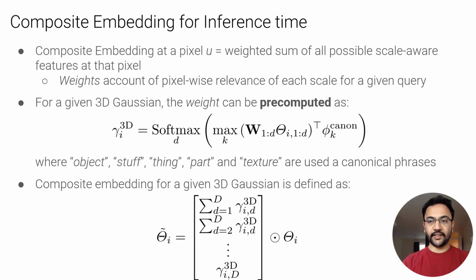We propose using a composite embedding for faster inference. This embedding is the weighted sum of all possible scale-aware features at a 3D point or pixel. The weights are query agnostic and capture the relevance of each scale to canonical phrases. Using this embedding leads to 30 times faster inference than LERF and 1.7 times faster inference than LangSplat.